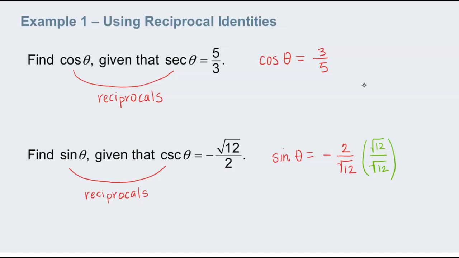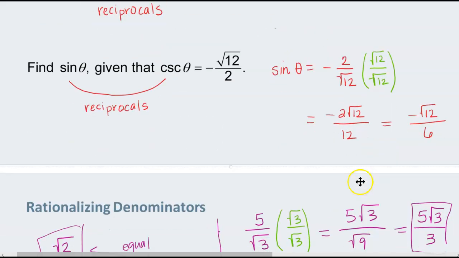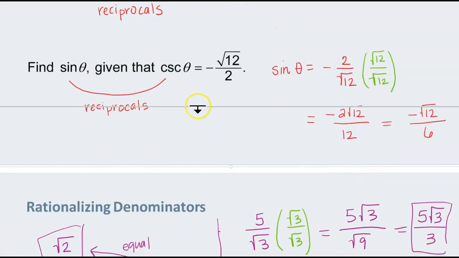And then we'll have negative 2 root 12 over 12, or negative square root of 12 over 6. Technically, the square root of 12 can be simplified, can't it? I think we should simplify this a little bit further.